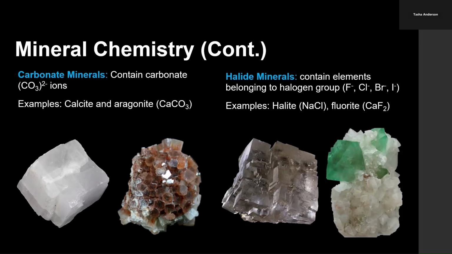Carbonate minerals contain carbonate ions like calcite and aragonite, while halide minerals contain elements belonging to halogen groups like halite and fluorite.